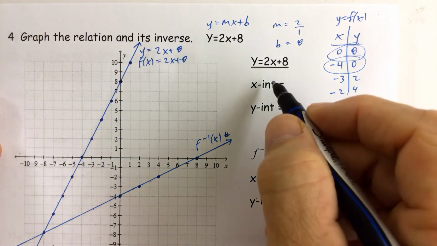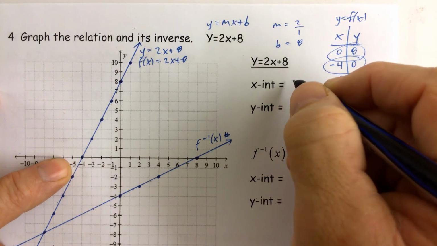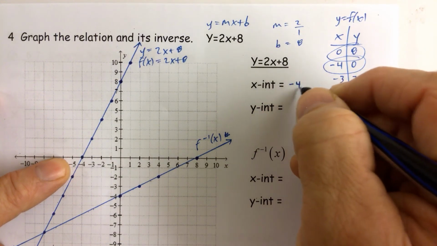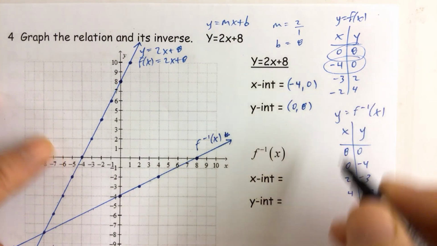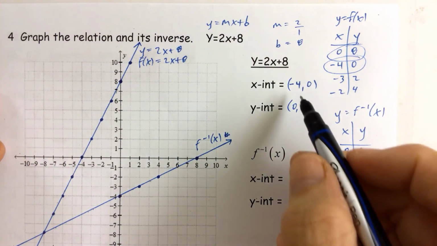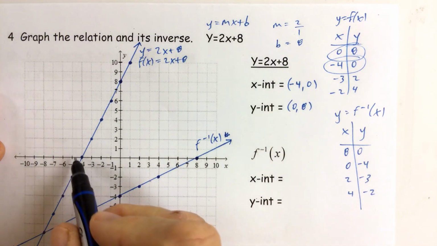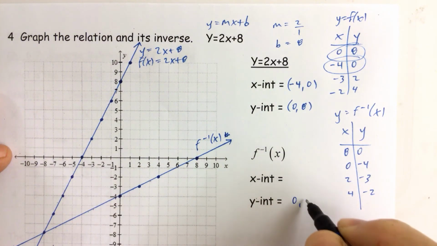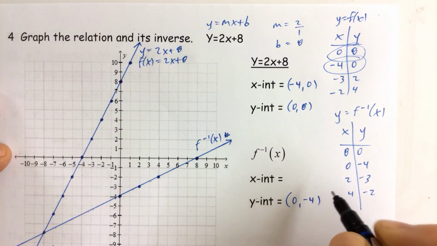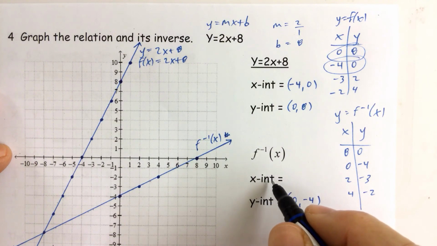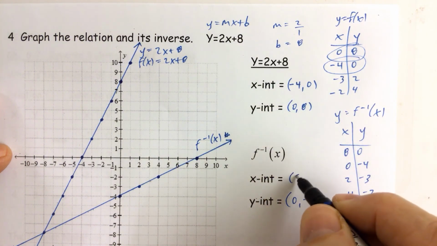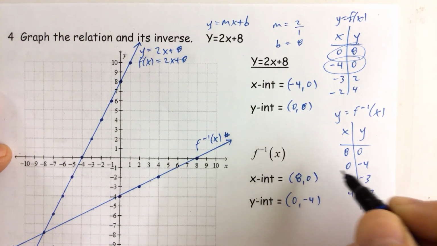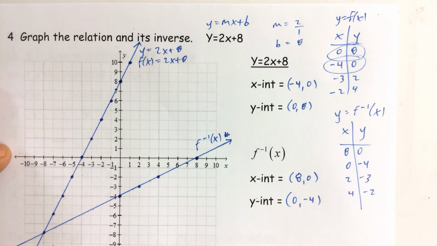We know that the x-intercept for y is negative 4, 0. The y-intercept is 0, 8. And this is kind of a cool thing: if we have an x-intercept of negative 4, 0, then we have a y-intercept of 0, negative 4 on f inverse. The x-intercept on f inverse is really the y-intercept of f, but reversed. The coordinates are reversed. So hopefully that made sense. You'll get a chance to practice some of those when you come to class.